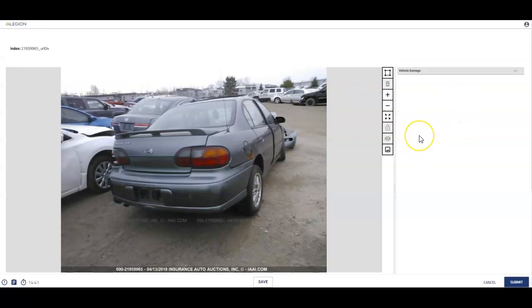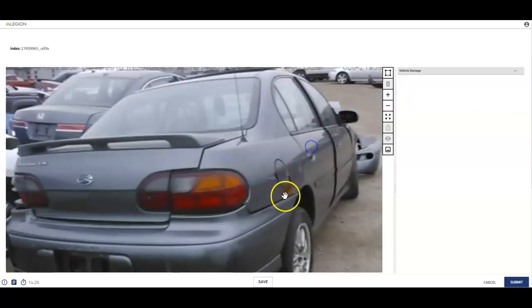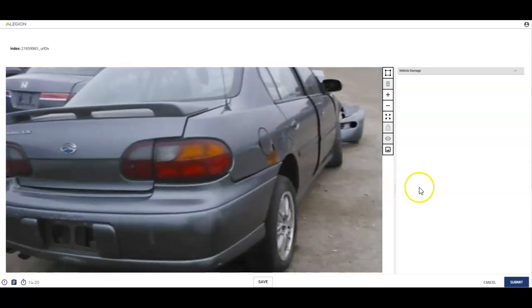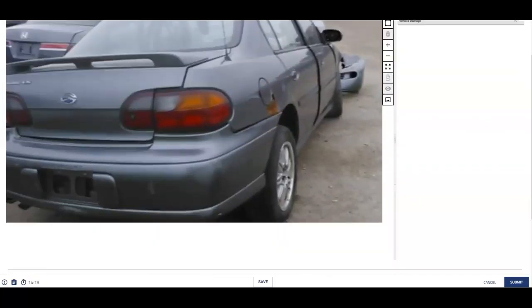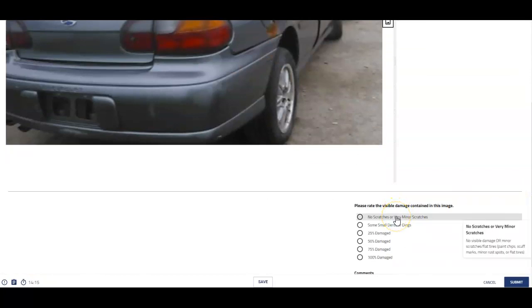Now in this case, you can see that the car is tilted to the side a bit, but you're unable to see any damage on the vehicle exactly. You may argue that here there is a rusty spot. But according to the instructions, any small rusty spots, minor scratches or minor rust spots are all considered as no damage.